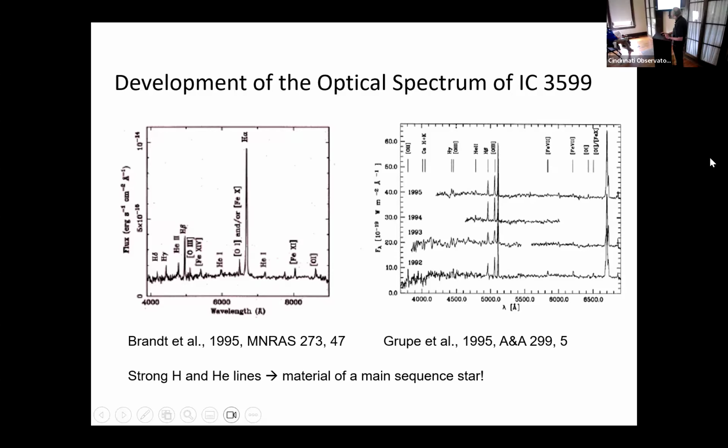The noise was pretty high. These are spectra that I took at McDonald Observatory years after that. And you can see how these lines really decayed. And this became more and more again a Seyfert 2 galaxy or a Seyfert 1.9 galaxy.